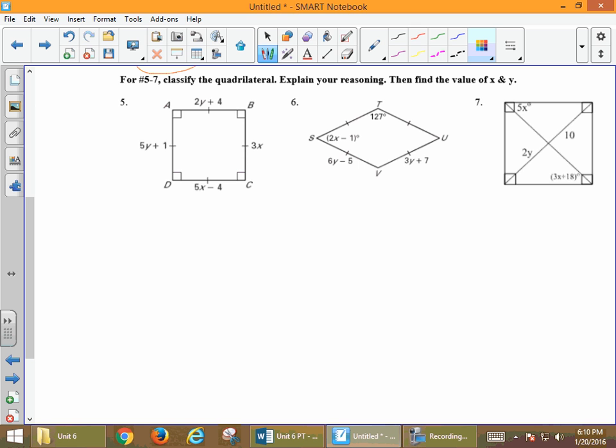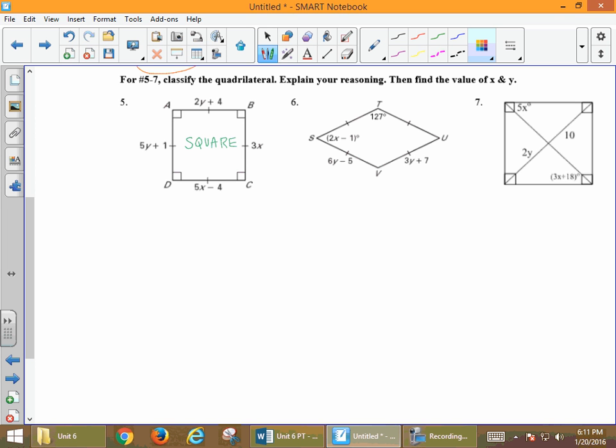Opposite sides are congruent? Yes. Not only opposite sides, all the sides are congruent, which means yes, it is a parallelogram, yes, it is a rhombus, but even more, it is all four sides are the same length and 90 degrees in the corners. This is what we call a square.